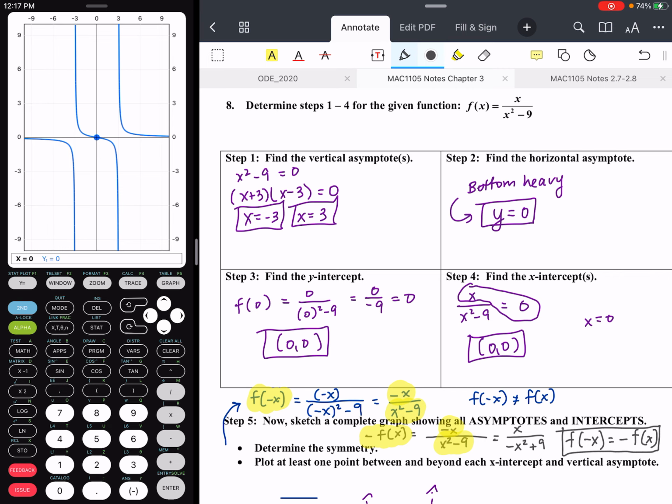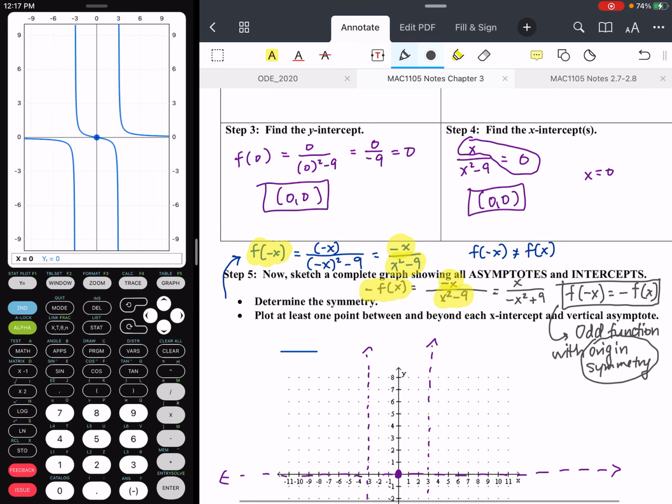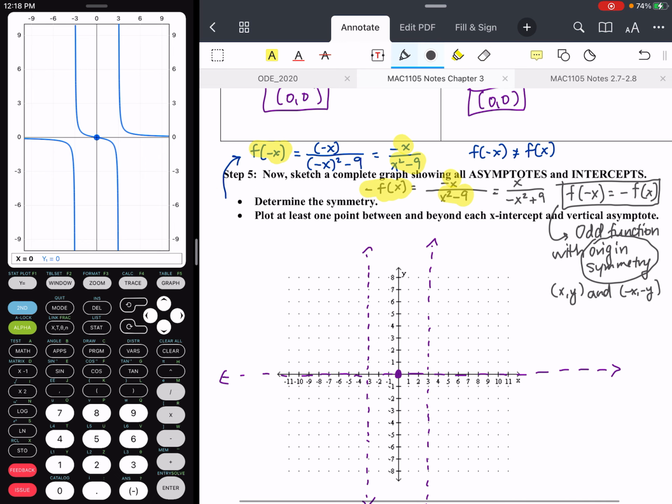Okay, so that means that we have an odd function with origin symmetry. Okay, so we have an odd function with origin symmetry. This is where if we have a point x, y, that means we have a matching point negative x, negative y. So for every x, y, we have a match negative x, negative y. Okay, cool. So we're getting there.